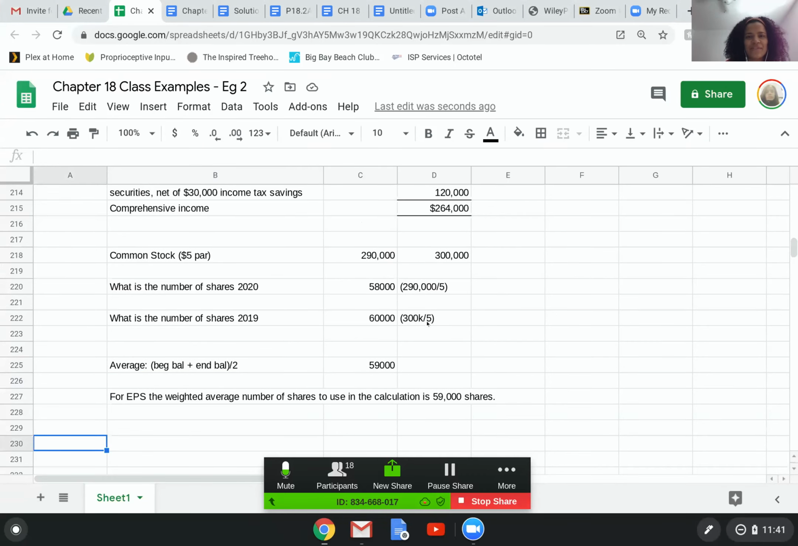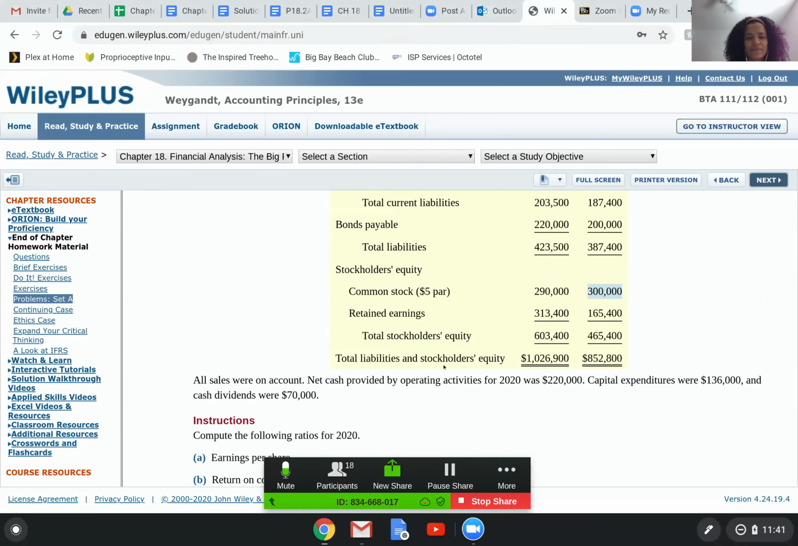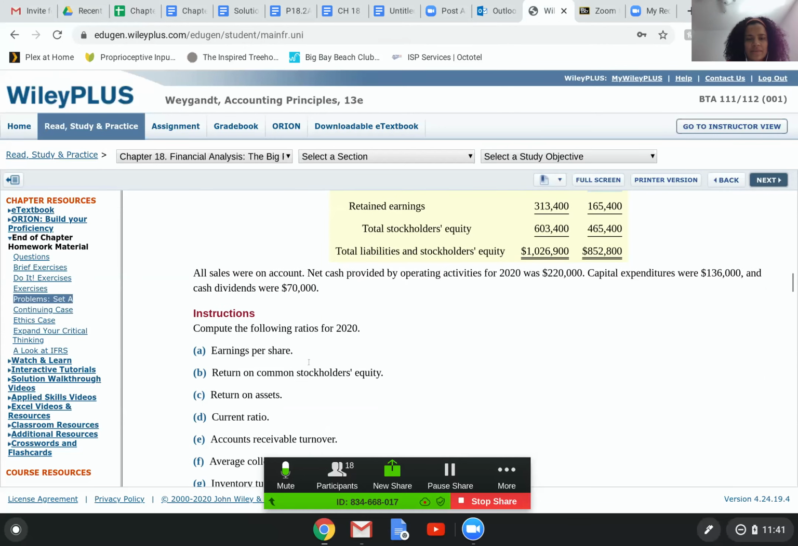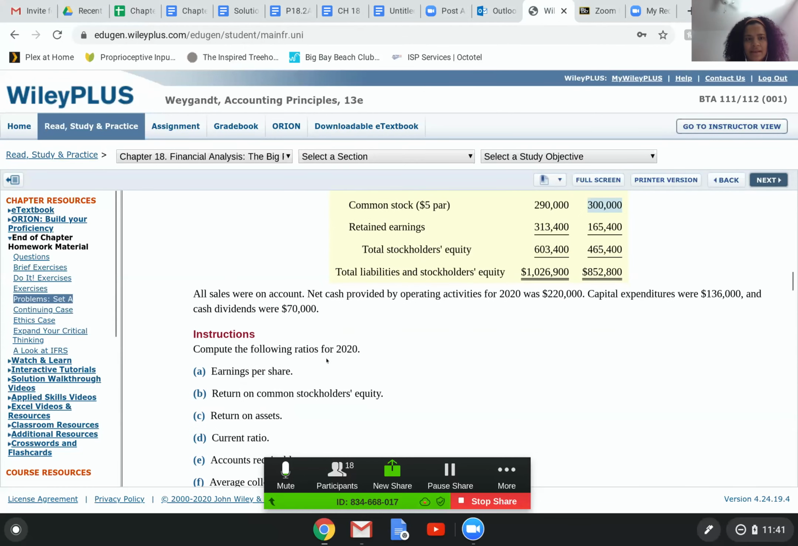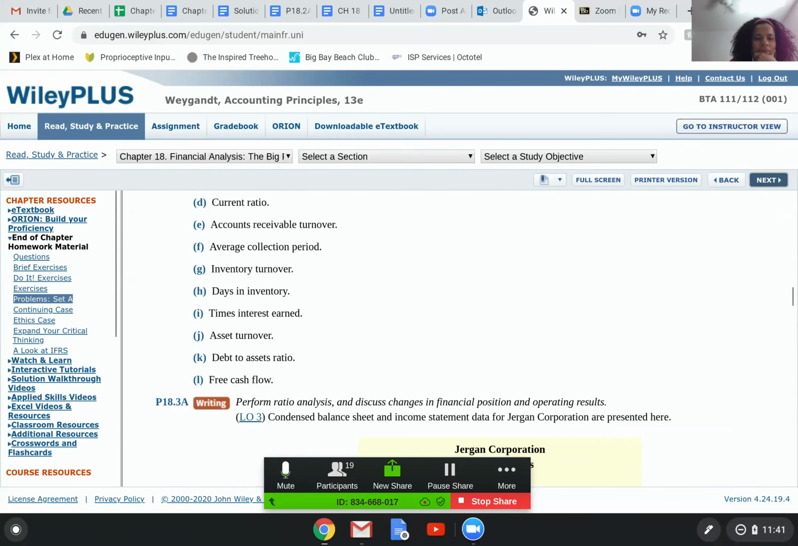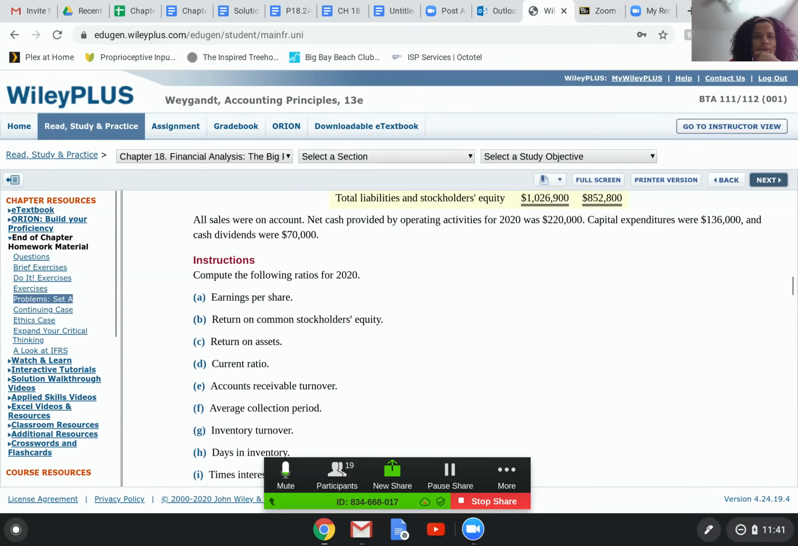Okay, so 59,000. So going back to this question, when you do the earnings per share, you know what net income is, and I just calculated for you how to get the number of shares. You don't have to use that for return on common stockholders' equity. You can just add the two stockholders' equity together. All right, so you're set up to do all these ratios.